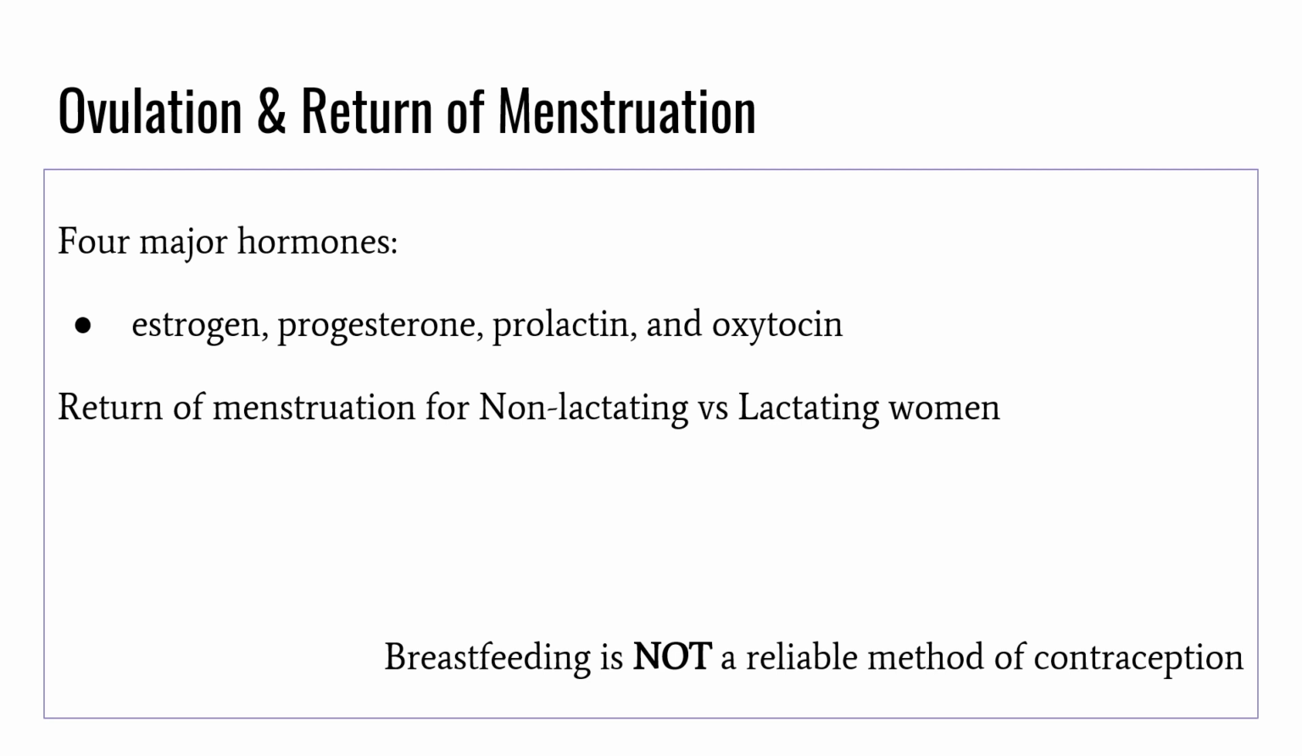Regarding the return of menses, in non-lactating women it returns at about 7 to 9 weeks after birth. For lactating women, this depends on their breastfeeding frequency and duration, but it returns anywhere from 2 to 18 months. Note: ovulation may occur before menses. Therefore, breastfeeding is not a totally reliable method of contraception unless the mother exclusively breastfeeds, has had no menstrual periods since giving birth, and has an infant younger than 6 months. But like I said, it is not a reliable method of contraception.